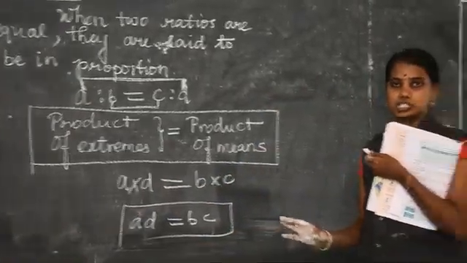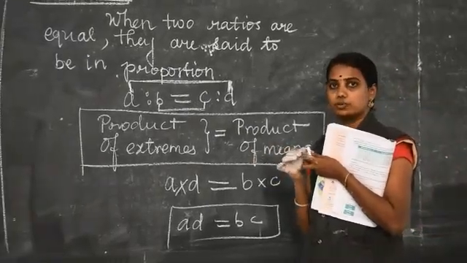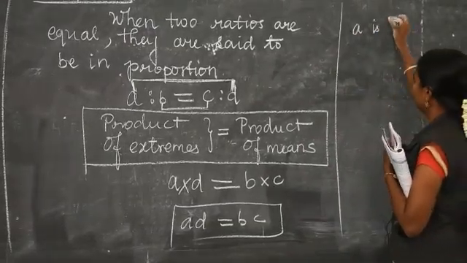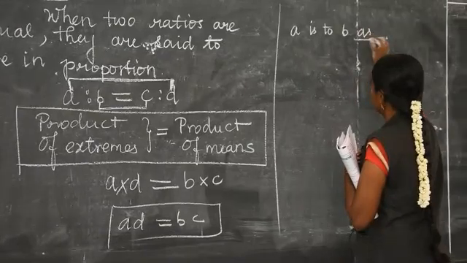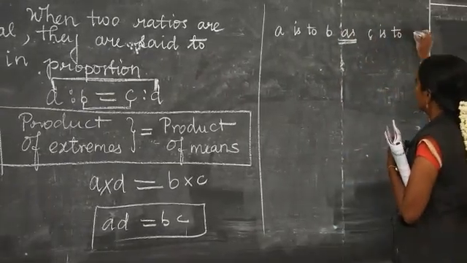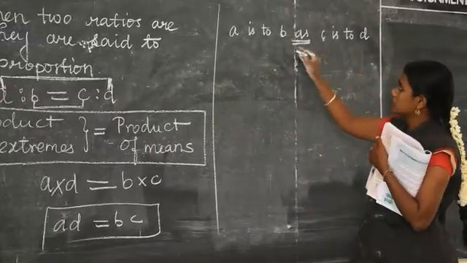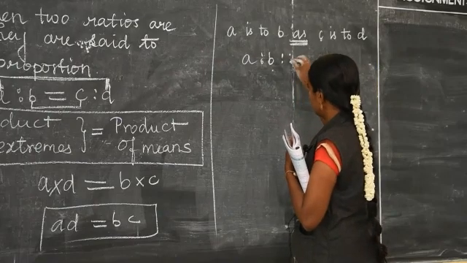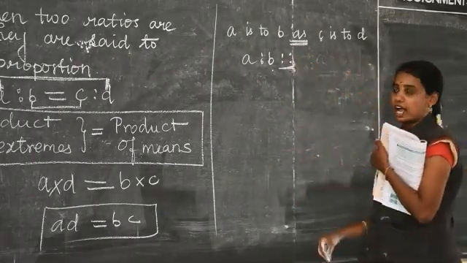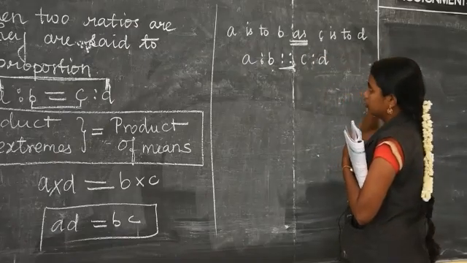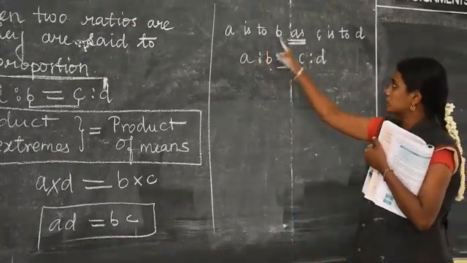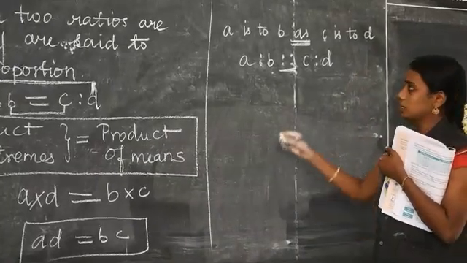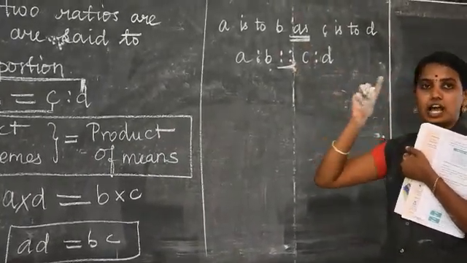Okay, proportion is when two ratios are equal, they are said to be in proportion. How is it read? Listen, it is read as A is to B as C is to D. This is the proportion format. Okay, clear? A is to B as C is to D. Here this simplifies to the equal and proportion symbol.